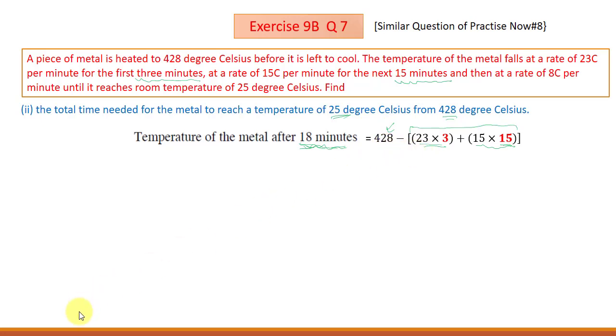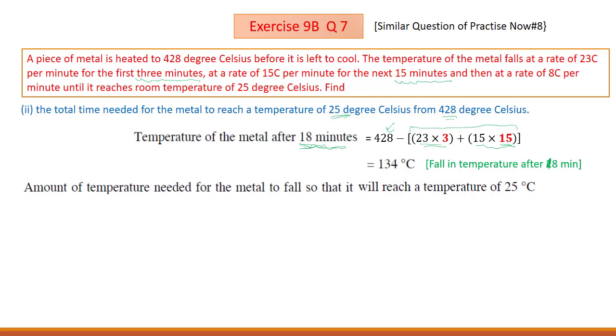We do the calculations and the answer will be 134 degrees centigrade. So after 18 minutes, the temperature of the metal is falling down, and it reaches about 134 degrees centigrade after 18 minutes. Fine. So this shows the fall in temperature after 18 minutes. Fine.